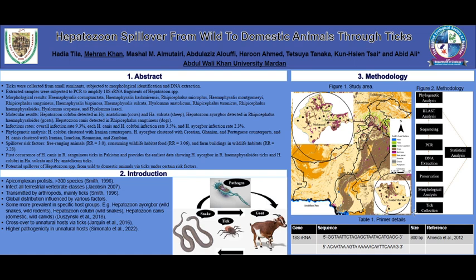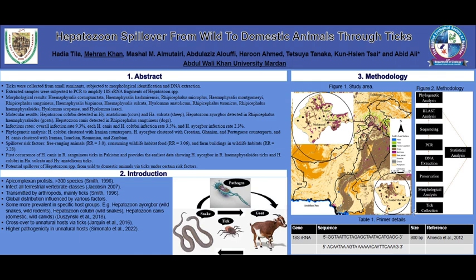Moving toward its methodology, so figure 1 shows the study area. The study was conducted in Khyber Pakhtunkhwa, and it was mainly restricted to 4 districts: District Bajaur, District Mohmand, District Malakand, and District Lakki Marwat. Figure 2 shows the schematic diagram of the methodology.